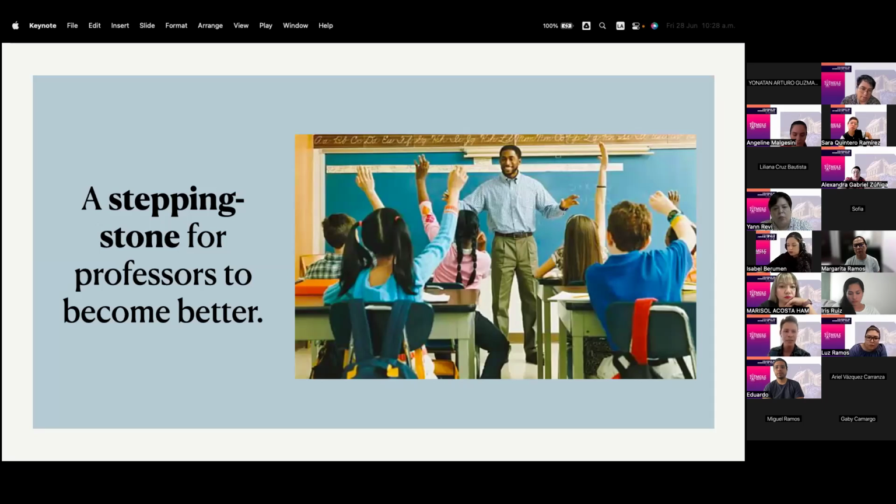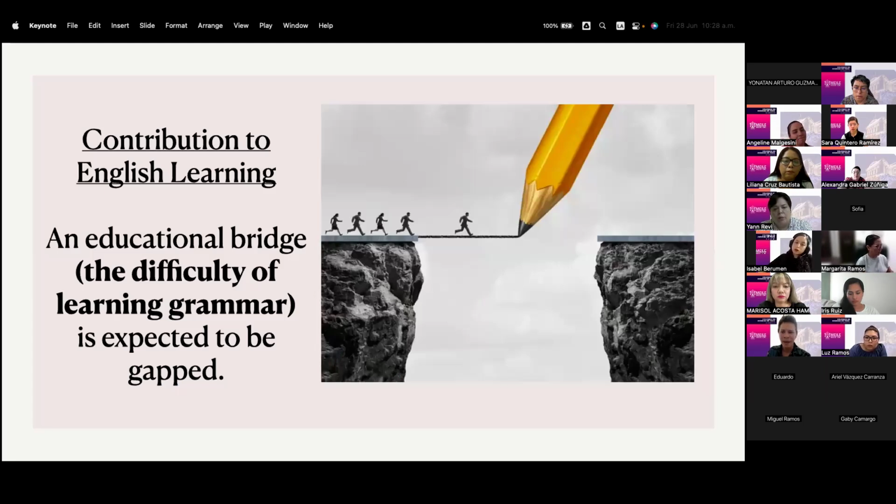Now, this is going to be a stepping stone for professors. Why? Because they are going to be able to become better at teaching. Why? Because they are going to be able to identify a student with some kind of problem, and they can use the appropriate approach according to their needs. And not just that, because a contribution to English learning is going to be made. An educational gap is expected to be bridged. What is that gap that we're talking about? It is the difficulty of learning grammar, the problem that a lot of people face when they start learning English.